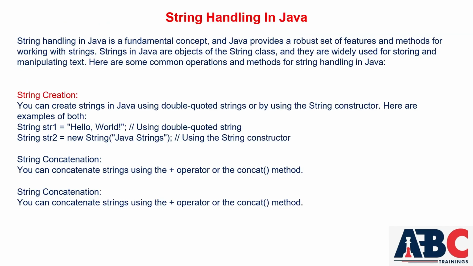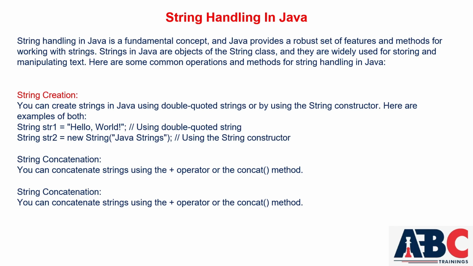Then string handling in Java. String handling in Java is a fundamental concept, and Java provides a robust set of features and methods for working with strings. Strings in Java are objects of the String class, and they are widely used for storing and manipulating text. Here are some common operations and methods in string handling in Java.